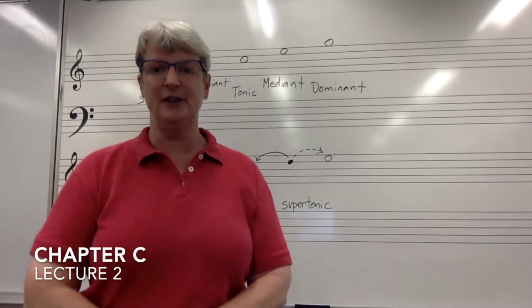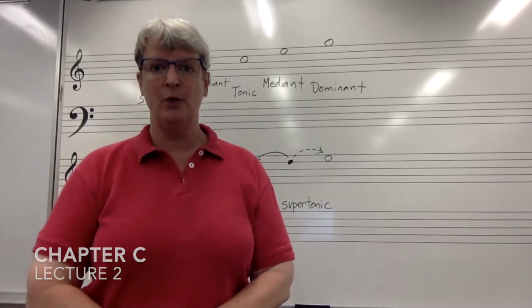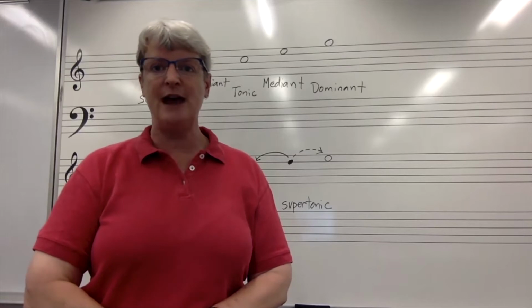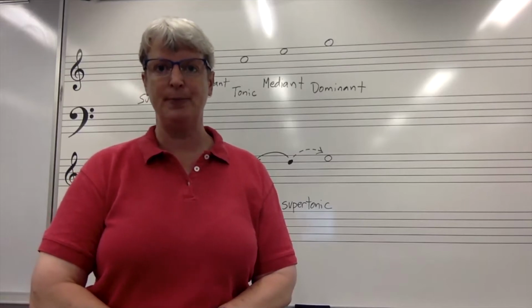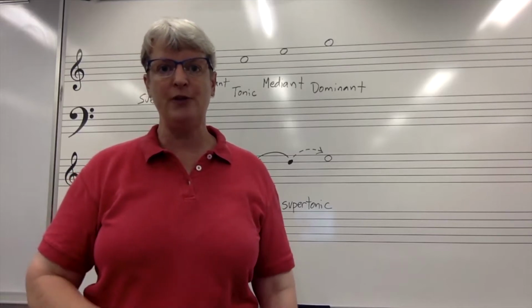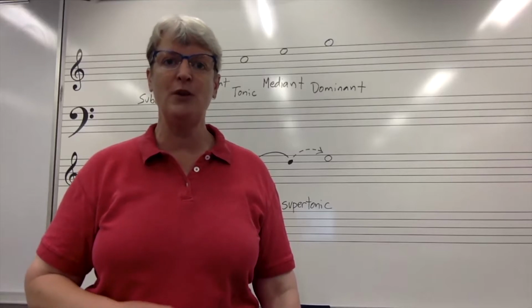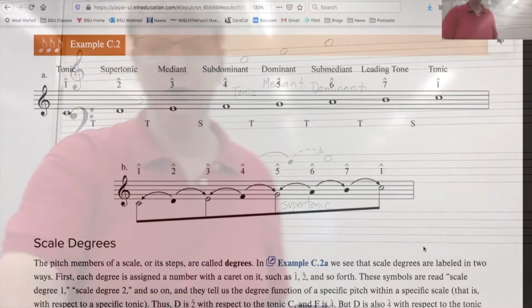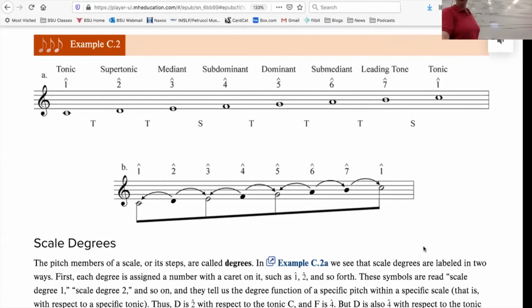This is the second lecture from chapter C. We're going to look in a little bit more detail now at the major scale. And I'm going to look with you at example C.2 from the textbook. Here's example C.2. It shows us a major scale, which is the C major scale, the scale that has no sharps or flats in it.